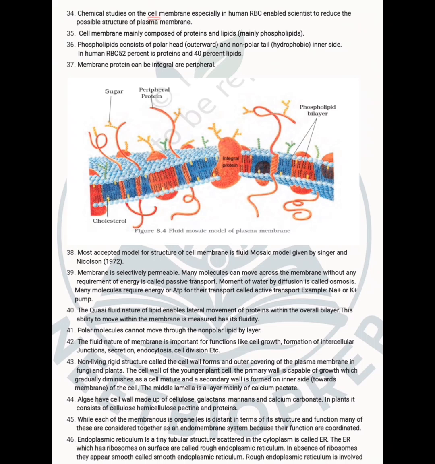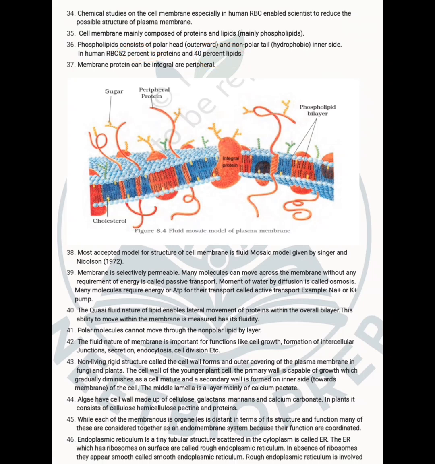Chemical studies on the cell membrane, especially in the human RBC, enabled scientists to deduce the possible structure of the plasma membrane. The cell membrane is mainly composed of proteins and lipids. Lipids are mainly phospholipids that are arranged in a bilayer. A phospholipid contains a polar head, which is on the outer side, and a non-polar hydrophobic tail, which is towards the inner side. In human RBC, 52% is protein and 40% is lipids.